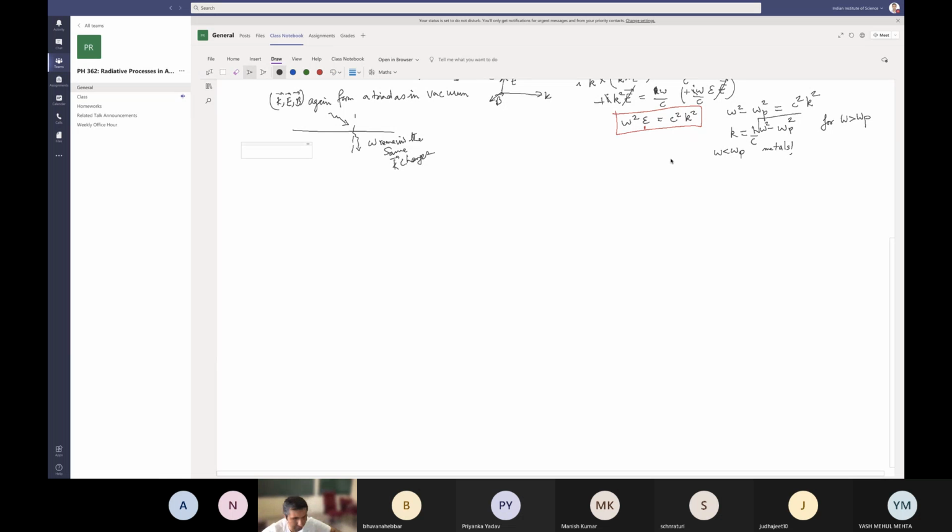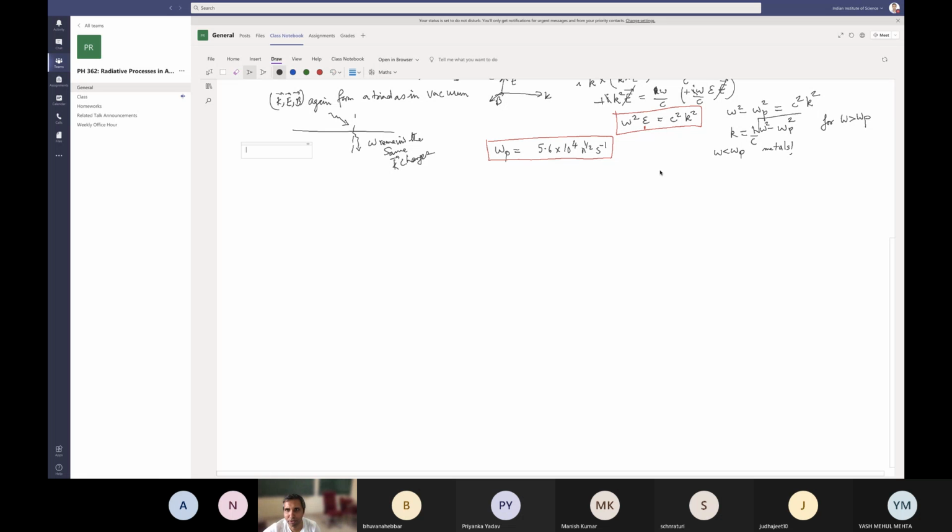Okay, let's see. If we substitute the numbers, we get omega p is equal to 5.6 times 10 to the 4 n to the 1/2 per second. This is the plasma frequency. If we put in the values for all the constants, it is the square root of 4 pi n naught e squared by m e.